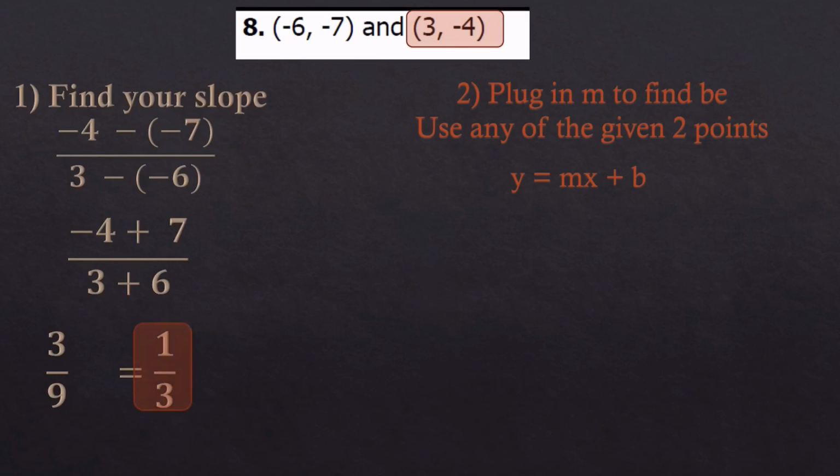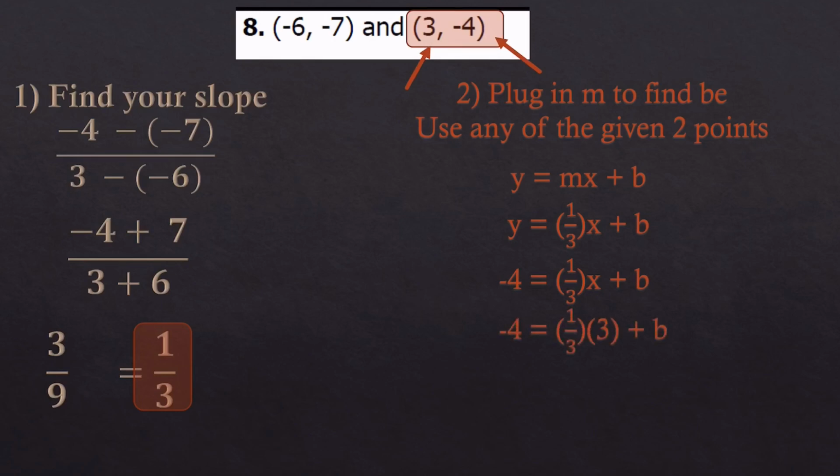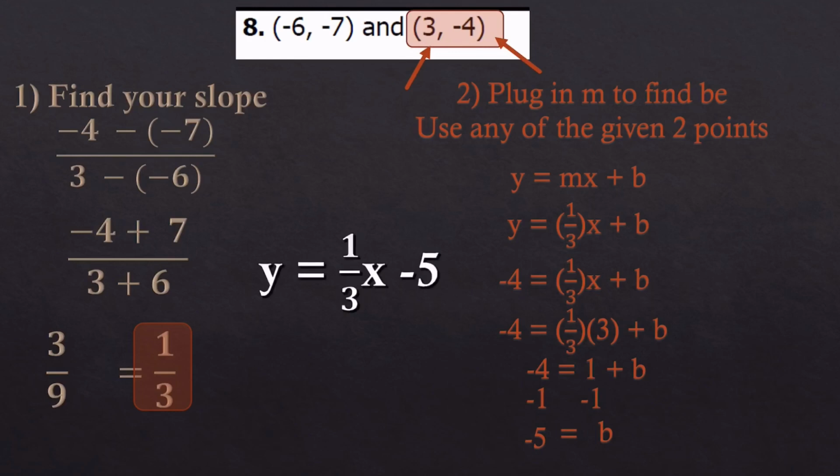Remember, my m was 1/3, so I replace it with 1/3. I know my y is negative 4, and my x is 3, so I'm going to replace it. When I do the math, I get negative 4 equals 1 plus b. Subtract 1 from both sides. b equals negative 5. Remember, my slope is 1/3. My b is negative 5. When I put it together, I have the equation of my line.